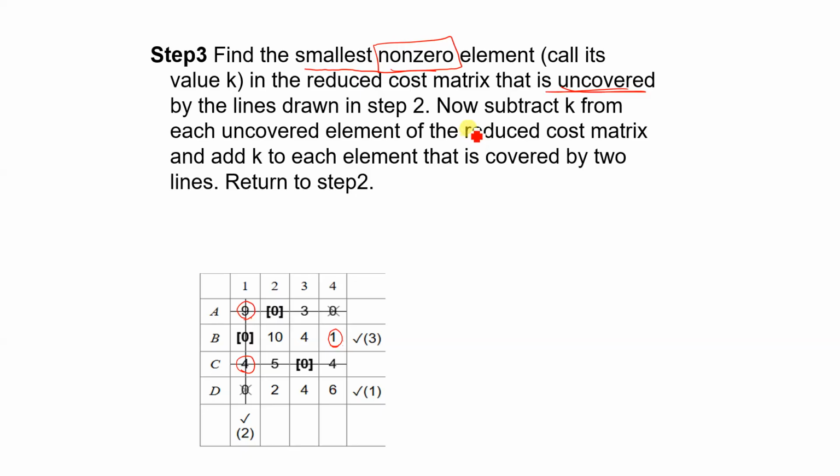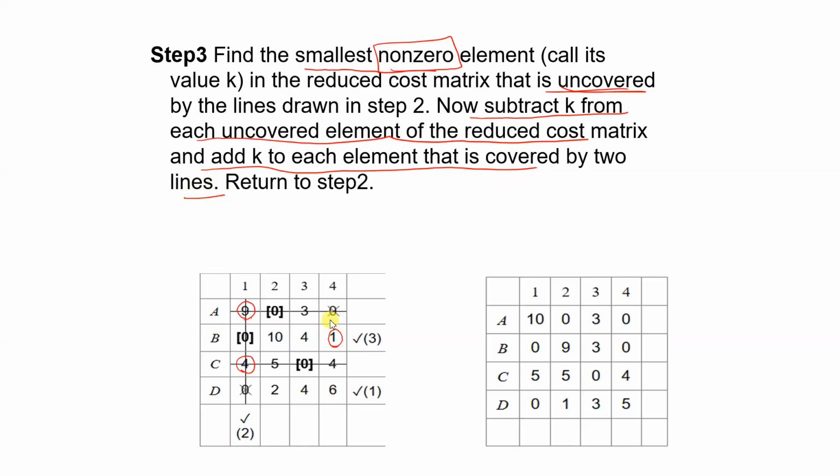Right? So let me read again. Subtract this smallest element from each uncovered element of the reduced cost matrix and add it to each element that is covered by 2 lines. So our resulting matrix would be this. So 9 plus 1 is 10, 4 plus 1 is 5, and 10 minus 1 is 9, 4 minus 1 is 3, 2 minus 1 is 1, and 4 minus 1 is 3. So again, we'll try to make an assignment. If we are able to have an optimal assignment, we are done. Otherwise, we have to repeat these steps again.